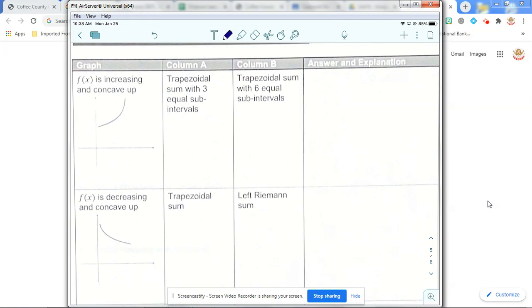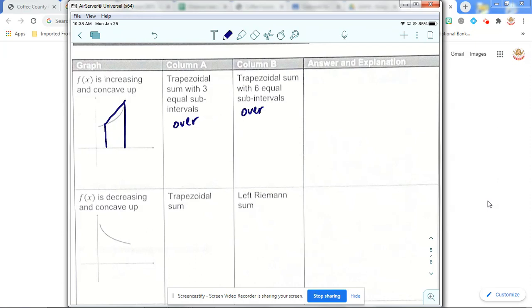So let's look at the next graph. F is increasing and concave up. So we want first column A, a trapezoidal sum with 3 equal subintervals. So let's just go ahead and draw a really wide trapezoidal sum. And we can see that it's going to be over. Okay, the next one is a little tricky. So we also have a trapezoidal sum, but this time with 6 equal subintervals. So it's still going to be over.